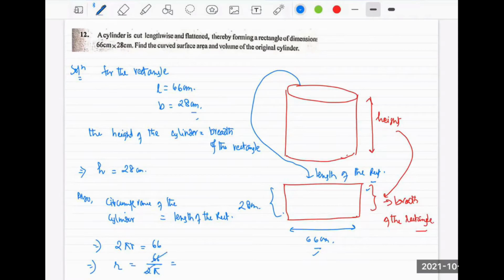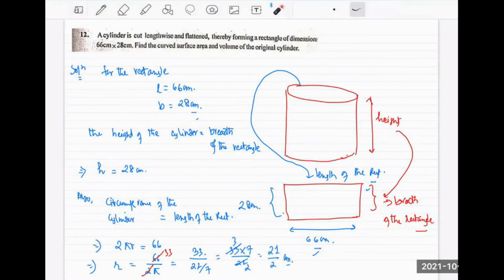2 and 66 get cancelled. We get 33. And the remaining will be 33 by 22 divided by 7. That will be 33 into 7 by 22. 11 3s are 33, 11 2s are 22. 3 7s are 21, so r is 21 by 2 centimeters.